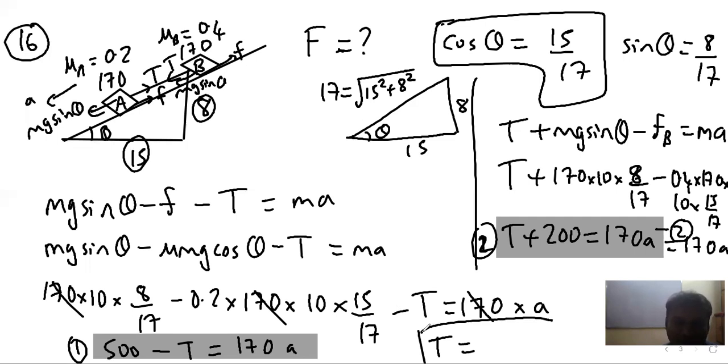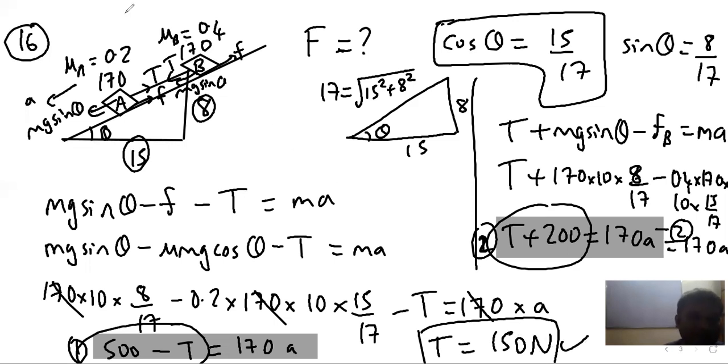So on calculating, if I take these two equations and simplify LHS, if I consider 500 minus T is T plus 200. So that gives us 2T equals 300. So T comes out to be 150. So tension force is 150 Newton. So the correct answer to this question is 150 Newton, which corresponds to option A. So the answer for question 16 is option A, 150 Newton.